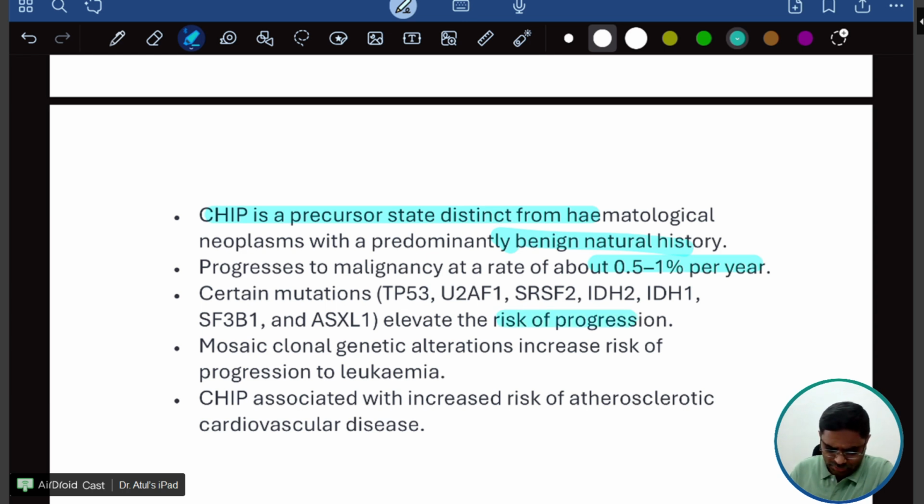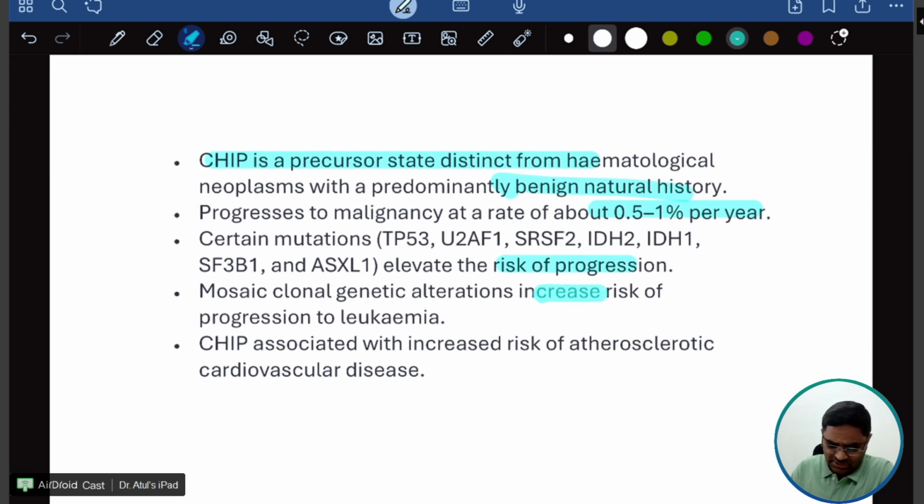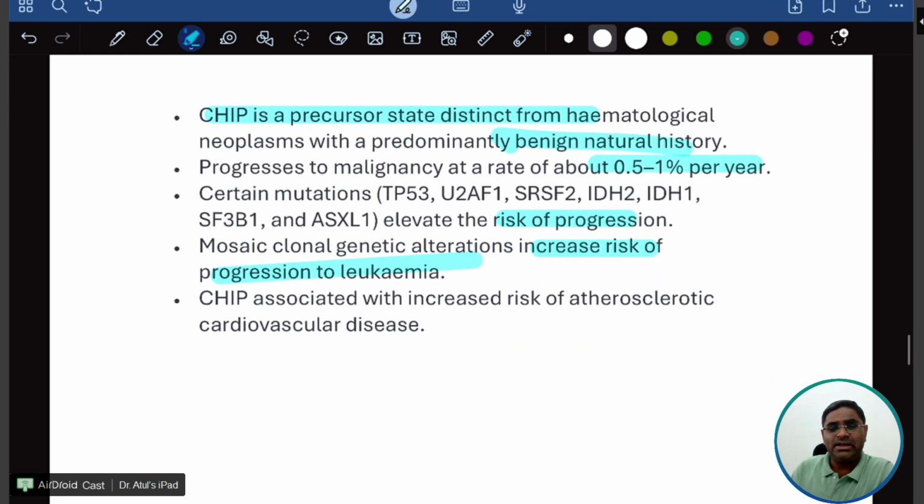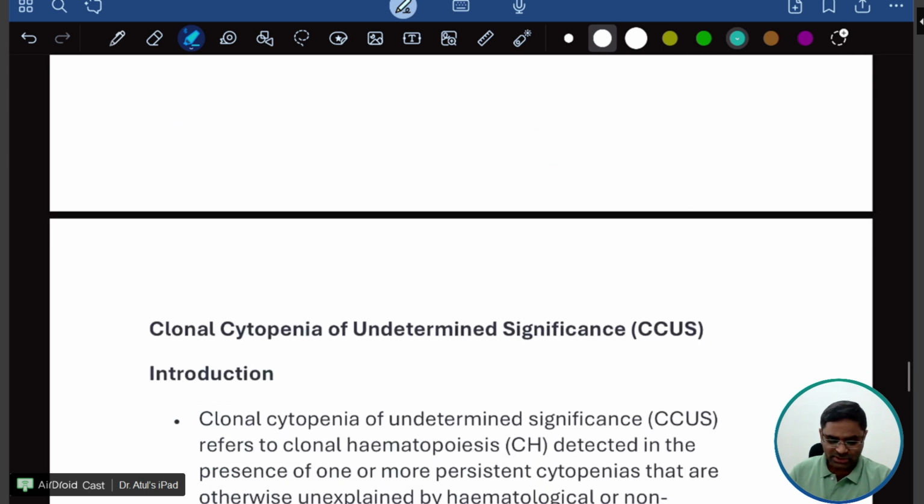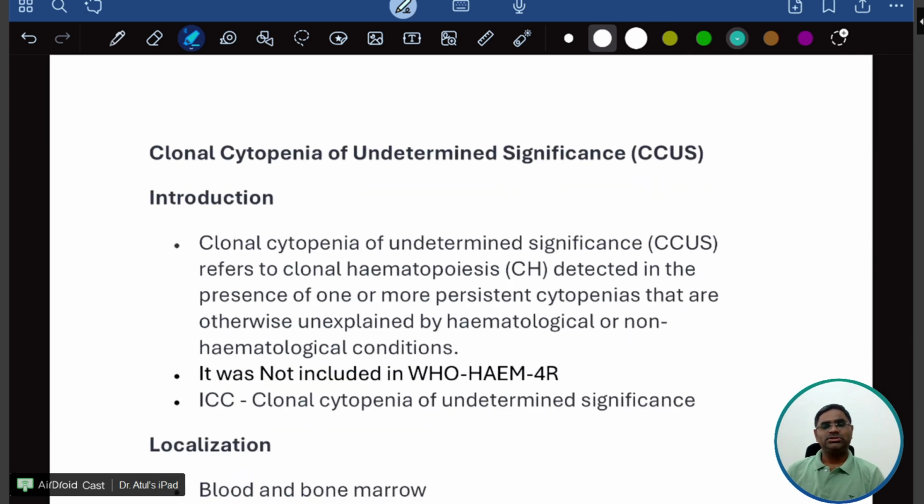Most of these you already know. The mosaic clone has an increased risk of progression to leukemia. And lastly, CHIP is associated with an increased risk of atherosclerotic cardiovascular disease. So that's why we always assess cardiovascular health when we follow up a case of CHIP. So this was all about clonal hematopoiesis and clonal hematopoiesis of indeterminate potential. The next heading is CCUS, clonal cytopenia of undetermined significance, but we will discuss this in a separate video. That's all for this video.